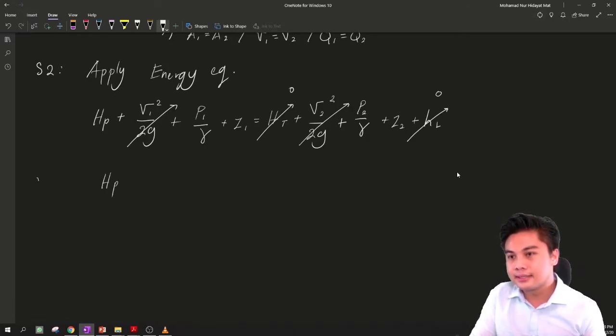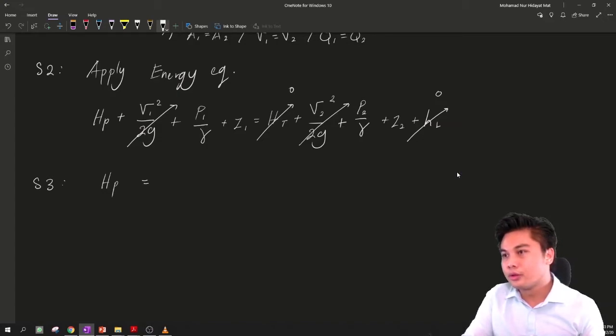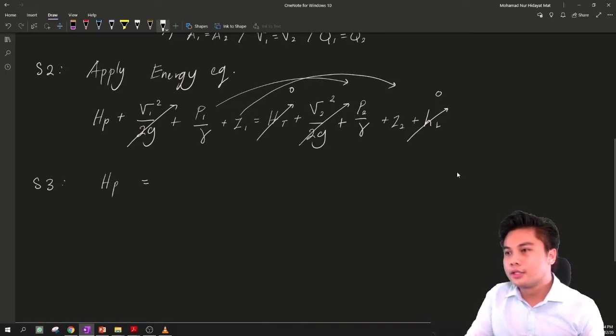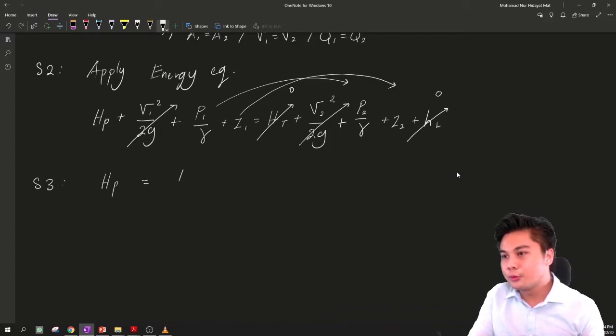This is step number 3. Rearrange the equation. Leave the head of pump to be the subject, and the whole term here goes to the other side. So from here, HP is P2 minus P1 over gamma plus Z2 minus Z1.